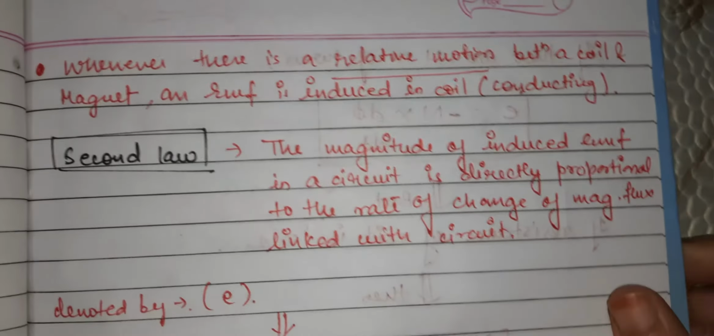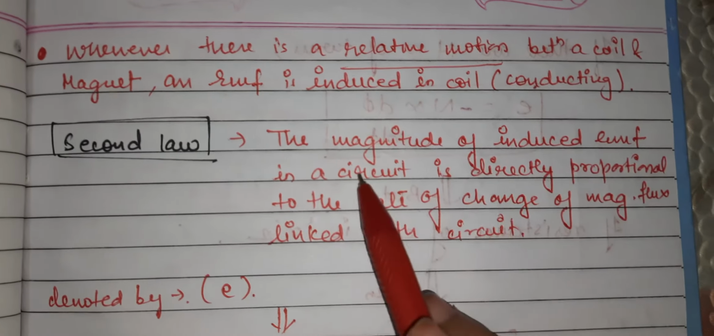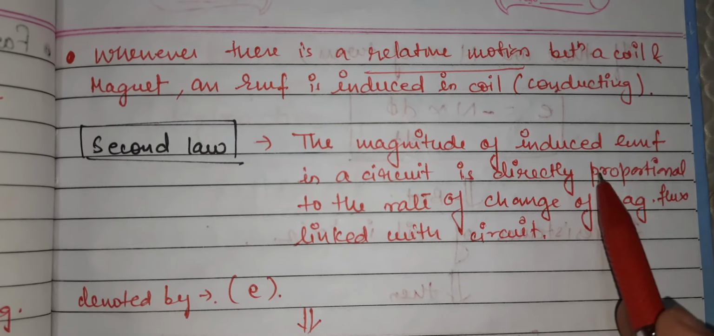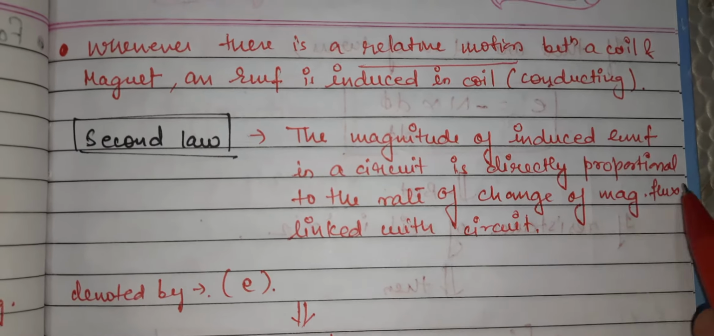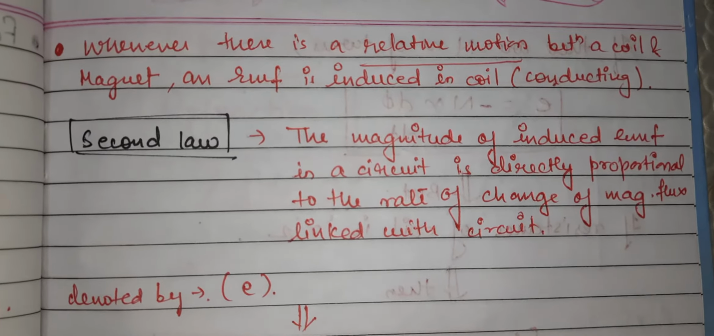The second law he observed: the magnitude of the induced EMF in a circuit is directly proportional to the rate of change of magnetic flux linked with the circuit. Meaning what?